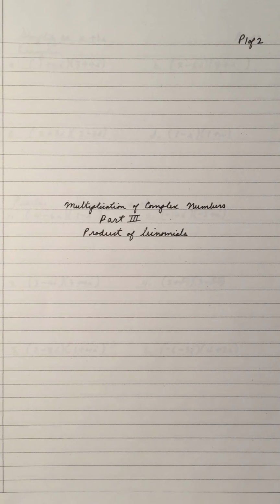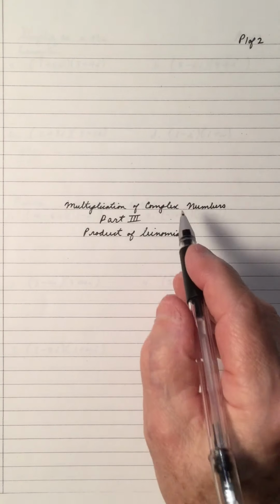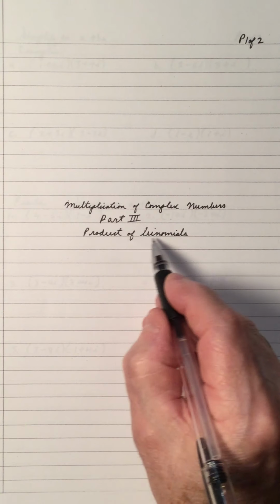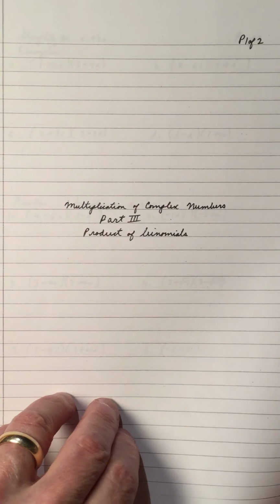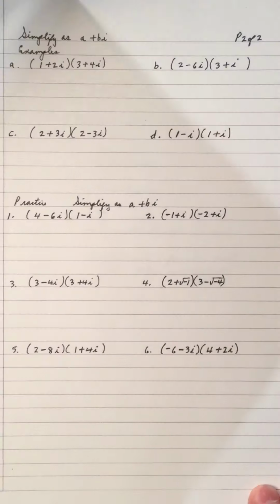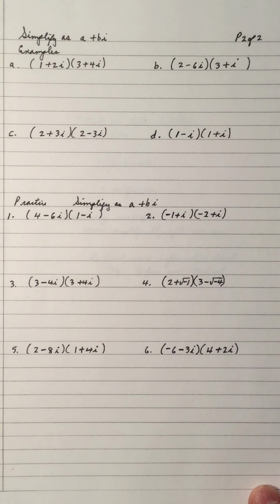Hi, welcome to my video on the multiplication of complex numbers, part 3, the product of binomials. Again, products are the same as when you're multiplying polynomials or when you're multiplying radicals. It's the same idea.